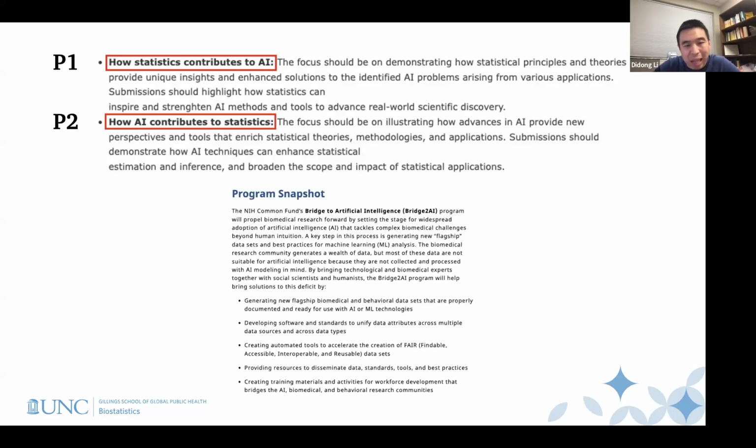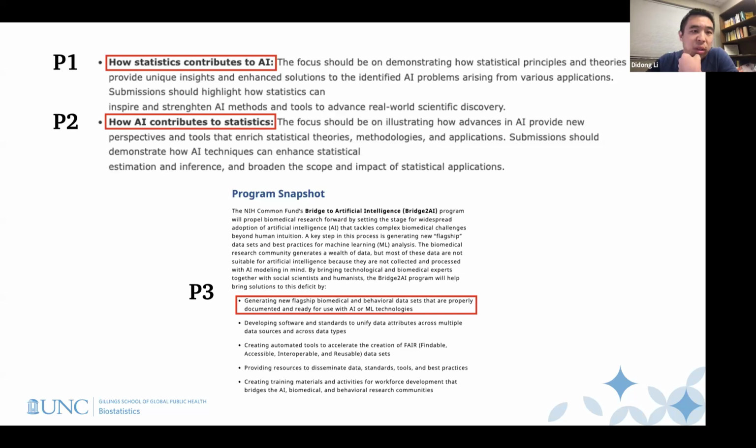And this is a snapshot from the NIH website. They listed about 5 types of work they're interested in. The first type is we want to generate biomedical data that are ready to use for AI researchers. This happens to be my third topic today.